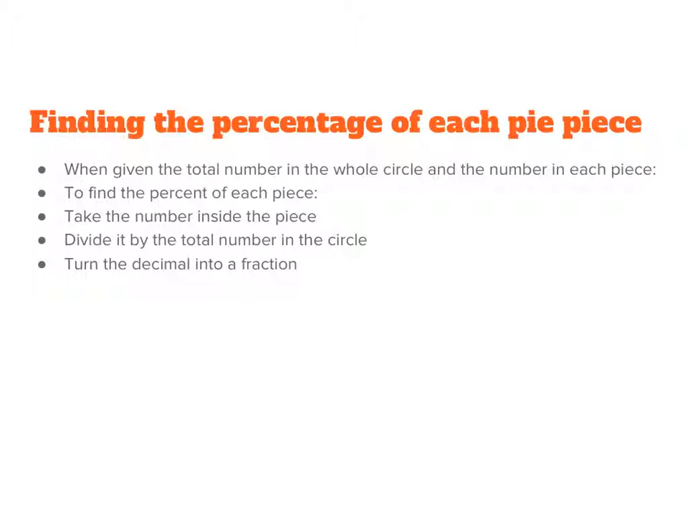So now we're going to take a look at the other type of circle graph when we're given the actual number in each piece. So when we're given the total number of the whole circle and the number in each piece, to find the percent of each piece, you're going to take the number inside of the piece, divide it by the total number in the circle, and then turn it into a, well, that's not supposed to say fraction, that's supposed to say percent. So make sure you change that. So turn the decimal into a percent.